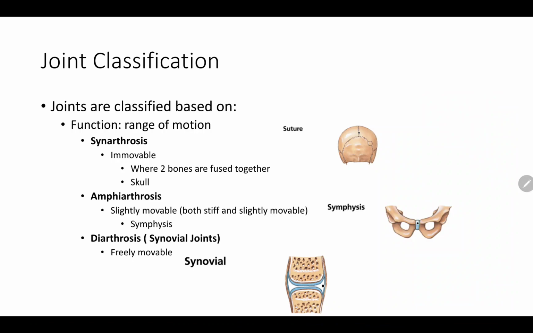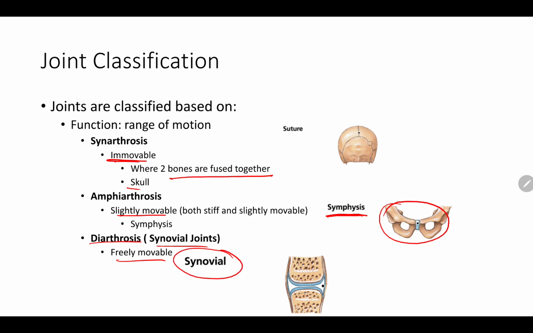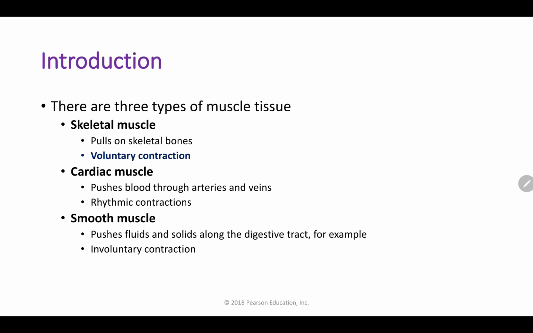Remember different joints. Joints can be classified based on their function, which is their range of motion. You have synarthrotic joints, synarthrosis. These are immovable. This is where two bones will fuse together, such as your skull. Amphiarthrosis joints are slightly movable, still stiff, but still slightly movable. An example of an amphiarthrosis joint would be a symphysis, like that pubic symphysis. And then diarthrosis, these are those synovial joints, and these are all freely movable because they contain a synovial capsule, which contains synovial fluid.